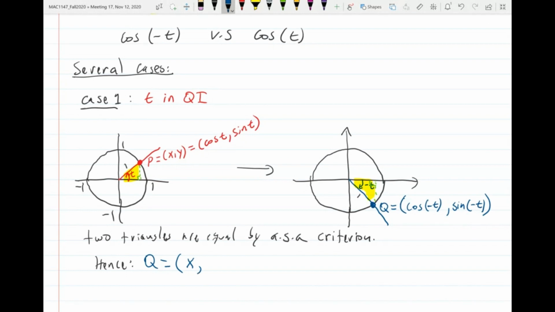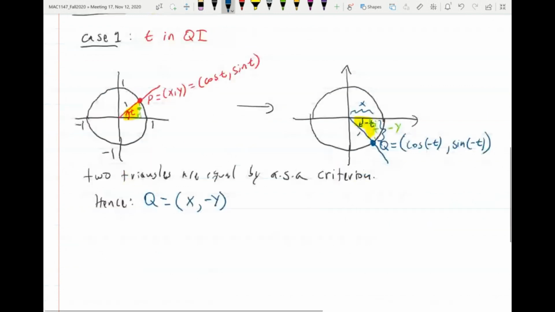And what can we say about the y value? So what can we say? This right here is x. What can we say about this y value right here, in terms of P? Anybody? The triangles are equal. So that means that this side in the circle with P corresponds to this side in the circle with Q. So if the side for P is y, what will be the side for Q? This is going to be negative y. Very good. So that's x comma negative y.